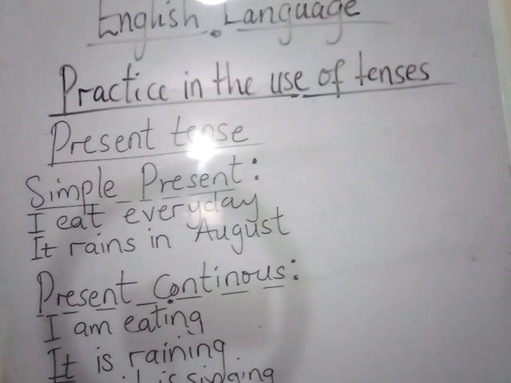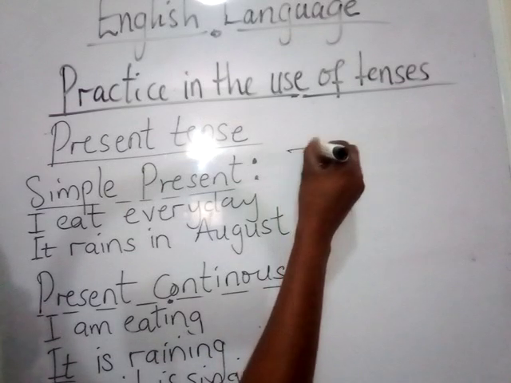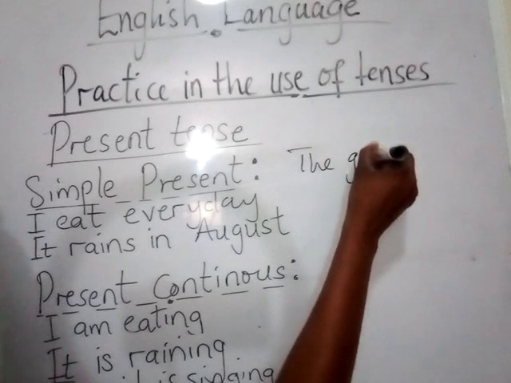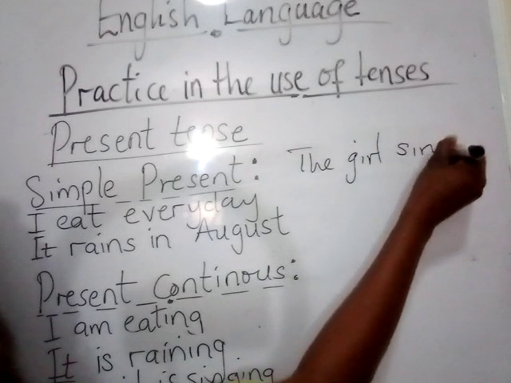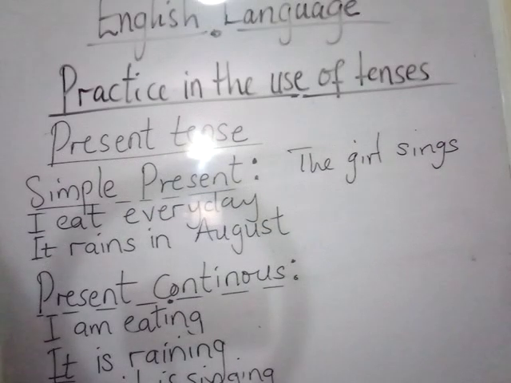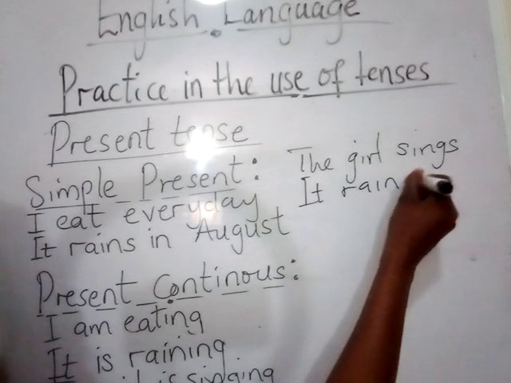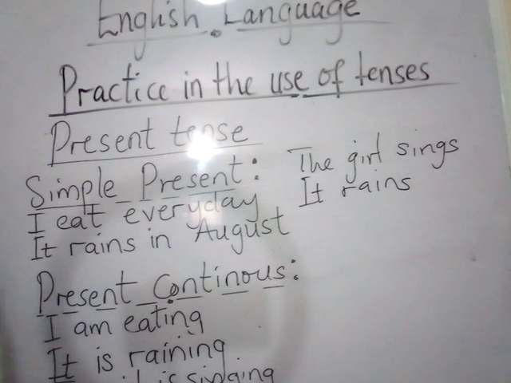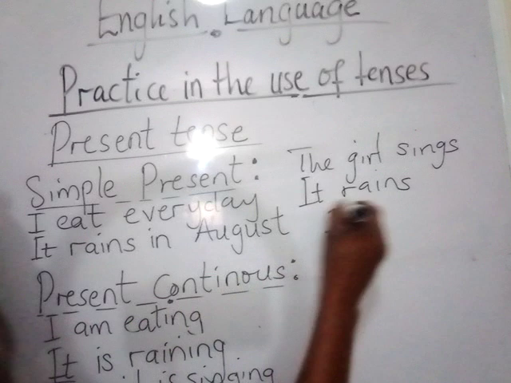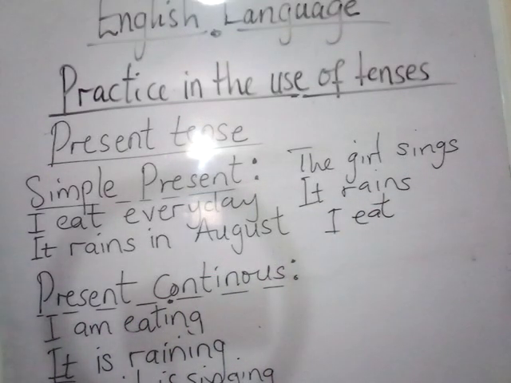But if it is in simple present tense, the girl is singing will be the girl sings. That means it is something she does. It's a habit. The girl sings. It is raining will be something like it rains. I am eating will be something like I eat. So this is simple present. That means it shows habit and continuous happening, something that keeps happening as a routine or a habit. I hope this is clear.